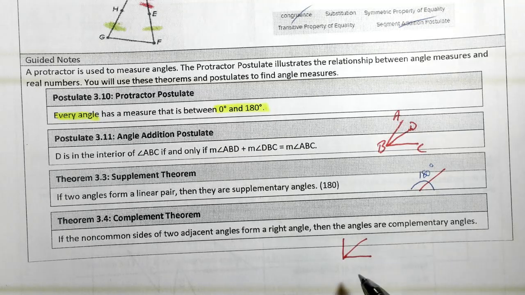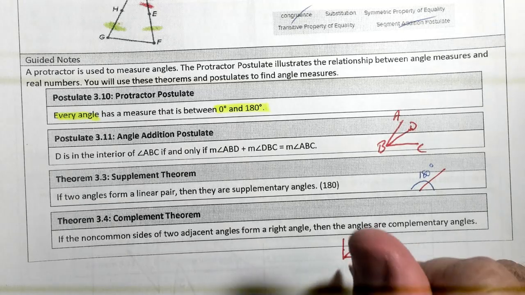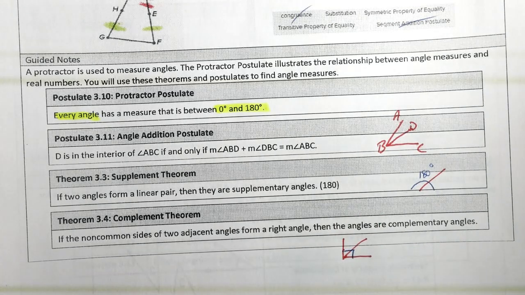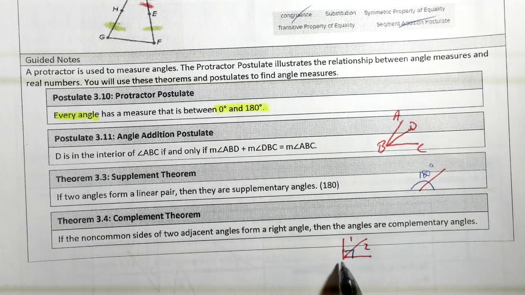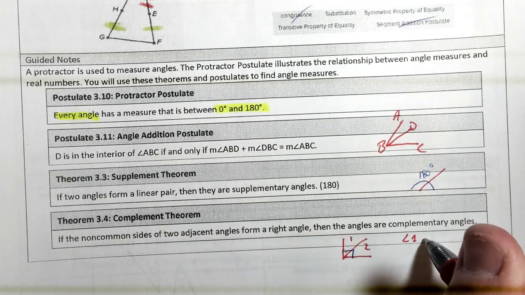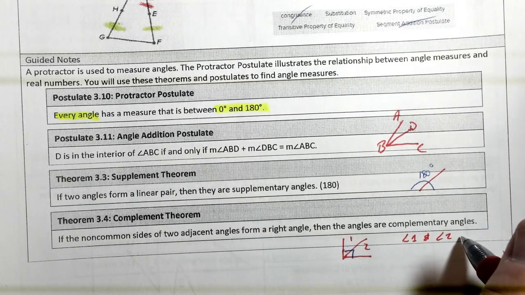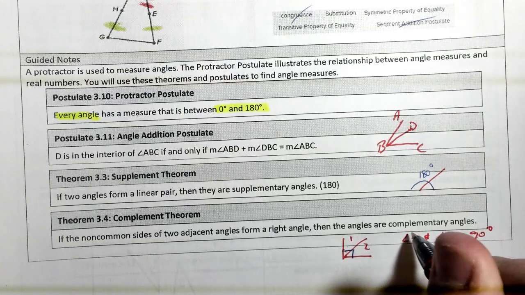The non-common sides of two adjacent angles form a right angle. So let's do this. Remember, our right angle, we have our box there. Then the angles are complementary. This is 1, this is 2. Notice they both together make a 90-degree angle. So in this case, angle 1 and angle 2 equal 90 degrees, or they're complementary.